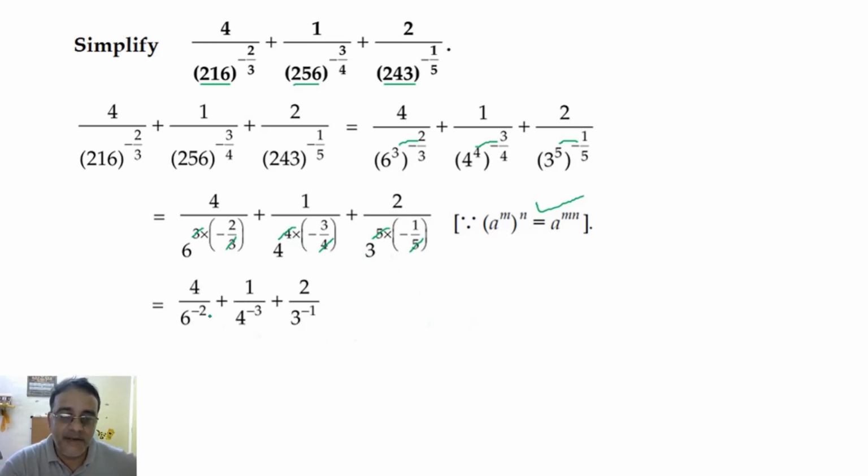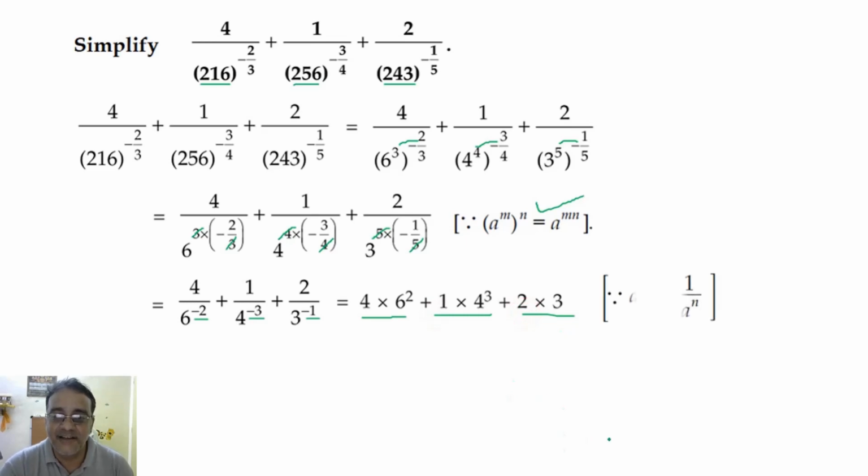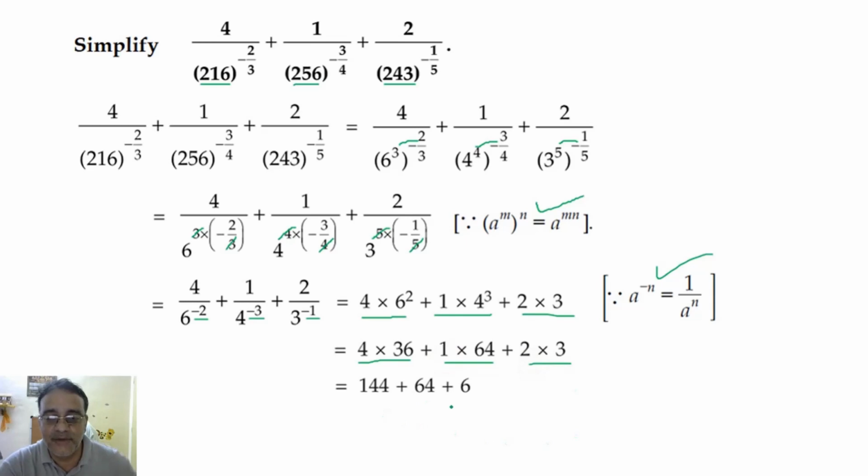Okay. अब ये minus हटाना है मुझे. What I will do? Reciprocal. Right. We have to take the reciprocal. तो ये reciprocal लेंगे तो ये ऊपर चला जाएगा. Now whether this step is clear? Yes, sir. Okay. Now 4 into 36 plus 1 into 64 plus this 2 will become 6. So 144 plus 64 plus 6.